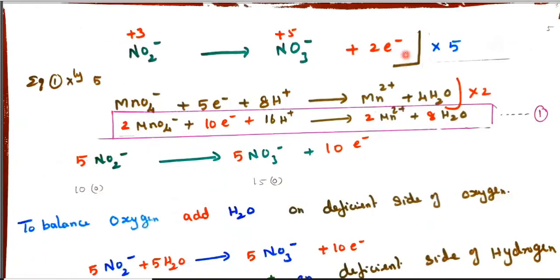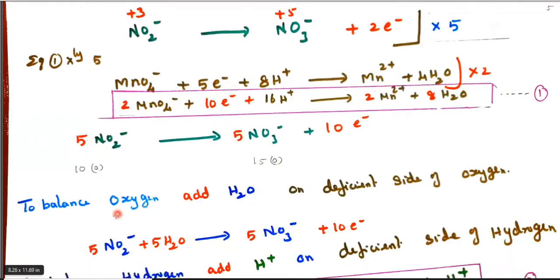So now we have to multiply this. It is 5 NO2 minus gives 5 NO3 minus plus 10 electrons. On this side we have to balance the oxygen. Here 5 into 2, 10 oxygen. Here 5 into 3, 15 oxygen. So the difference on both sides is 5. The side with the lesser number of oxygen is this side.